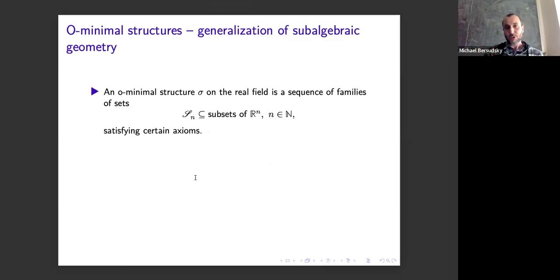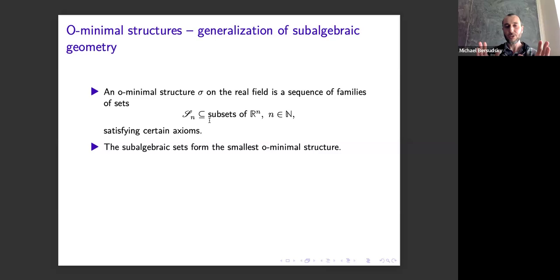So O-minimal structures are a natural generalization of this nice geometry. In an overview, an O-minimal structure is a collection of certain sets, S_n, in each dimension. And in order to call this collection of sets O-minimal, they need to satisfy certain axioms. I'll present them on the next page quickly. And the semi-algebraic sets are the smallest O-minimal structure.